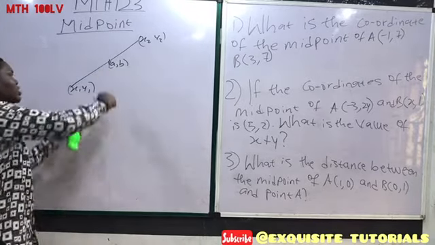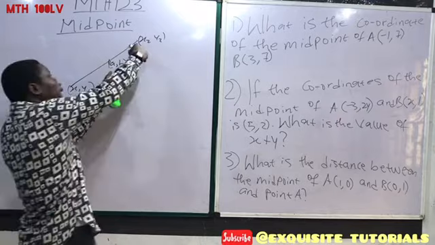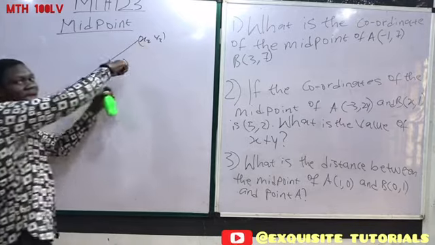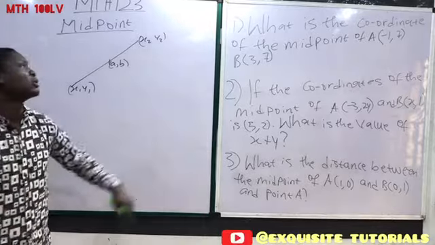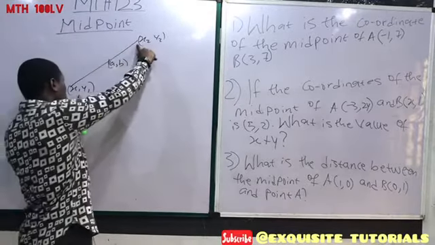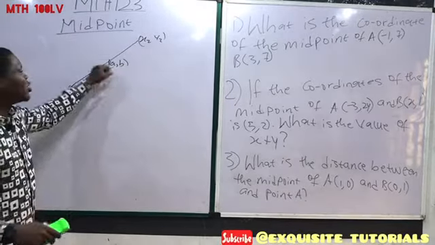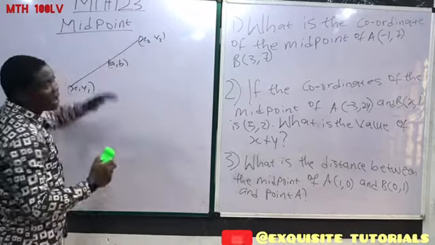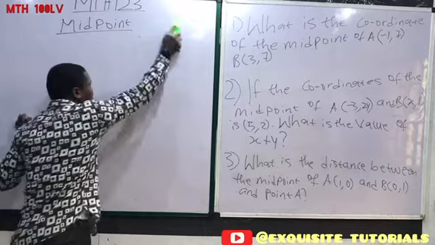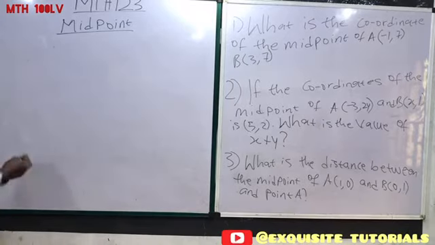Or since we know that this distance here is equivalent to this distance here, we can get the distance of these 2 points without looking for the coordinates of the midpoint. Then if you divide it by 2, you get the distance from here to here since they are equivalent. So let's do it those 2 ways. First of all, the first way, let's get the midpoint.